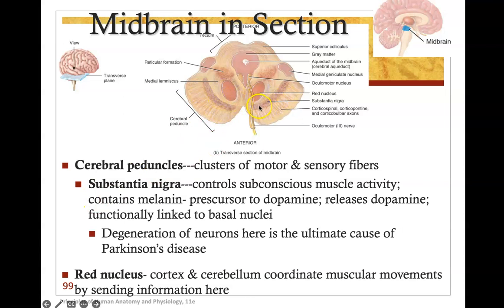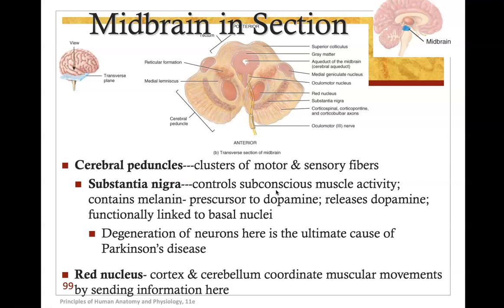You do have this area inside those cerebral peduncles called the substantia nigra. And that substantia nigra is, I do want you to know that substantia nigra because it's going to be connected and functionally linked to those basal nuclei. And so this is going to be important to understand for things like Parkinson's disease. So these substantia nigra right here are going to be these kind of gray matter areas that are going to help control subconscious muscle activity.